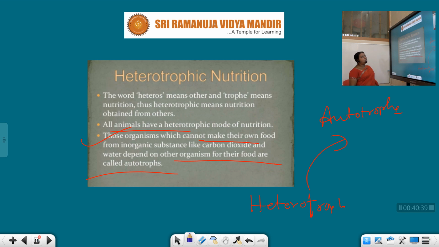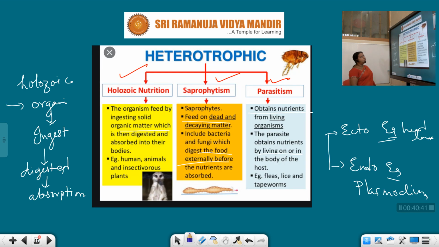Heterotrophs depend upon other organisms. It is of three types: holozoic, saprophytic, and parasitic nutrition. In holozoic nutrition, the organism consumes the food, that means ingests the food, which has to be digested and then absorbed by the organism. Examples: human beings and insectivorous plants are different examples of holozoic.